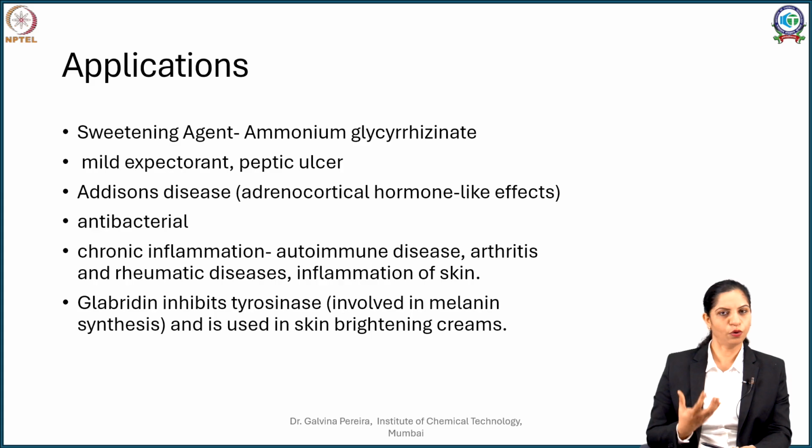It helps in dealing with chronic inflammation, and this property is attributed to the flavonoid derivatives, especially for arthritis, inflammation of skin, rheumatoid arthritis. Now one more interesting finding in cosmetics nowadays is a flavonoid derivative present in licorice, glabridin, which is studied to inhibit tyrosinase, the enzyme involved in melanin synthesis, and since it stops the melanin synthesis, a whitening effect is observed in skin. So glabridin is used in skin brightening creams.